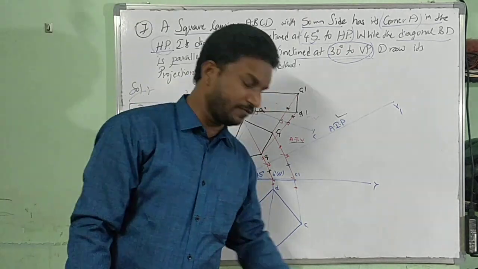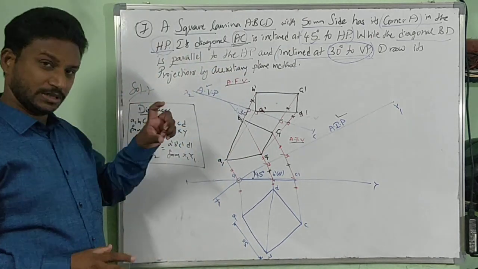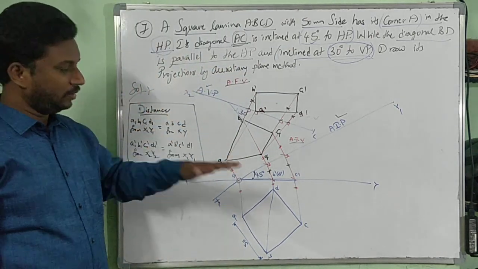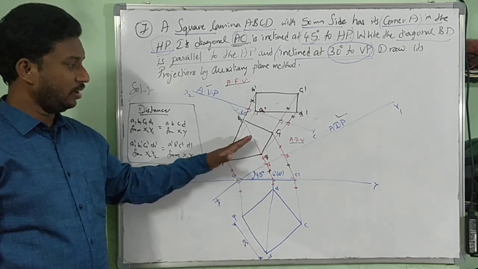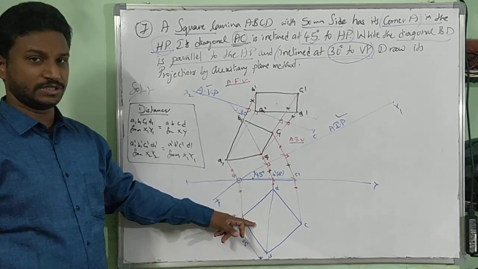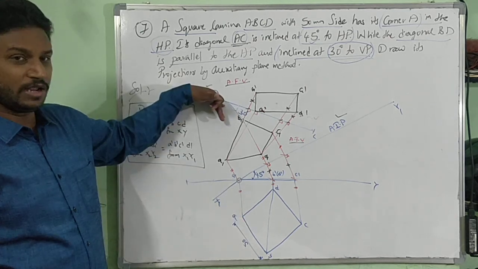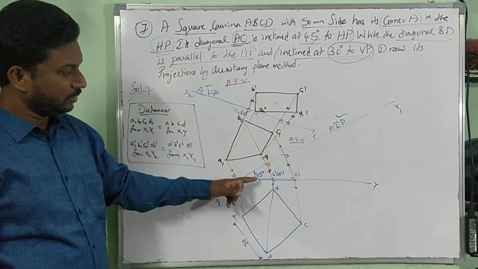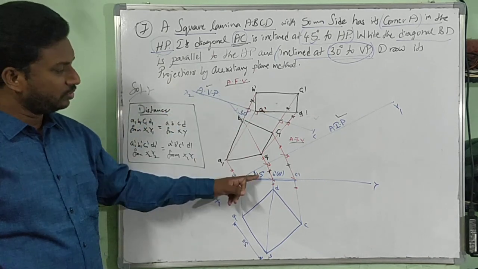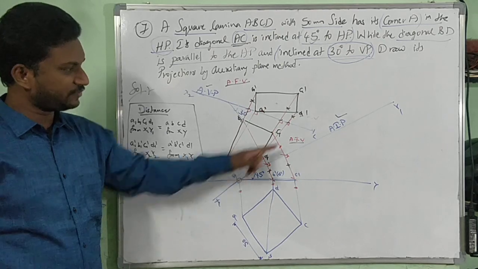See, don't get confused, it's not so tough. Just distances, right? Top view, front view, auxiliary inclined line, auxiliary top view from the top view distances. Again, auxiliary vertical plane, right? Projectors for auxiliary front view, use the front view distances from X1, Y1.